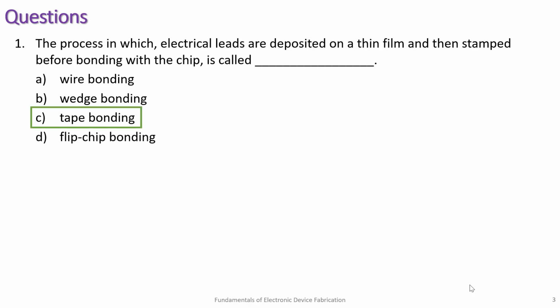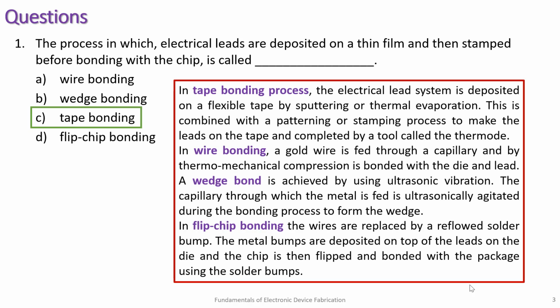So what are the other types of bonding? Can you tell me? Ma'am, in wire bonding there is a capillary system, and there is thermocompression used for pressing the metals on the wafer. And in flip chip bonding, there is a bump. We reflow solder on the chip, and then just flip the chip and keep it on the package side and press.